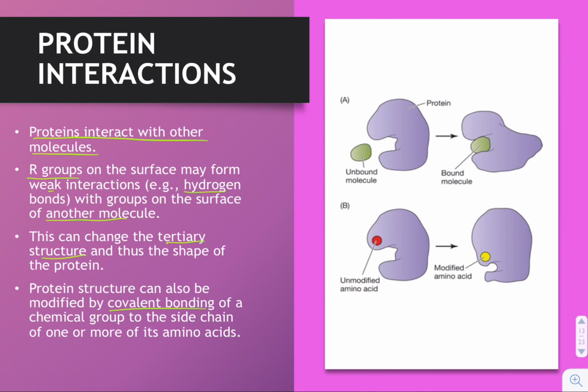So proteins are very malleable. They can change depending on what they're forming interactions with because of those different properties of functional groups and the different properties of the R groups.